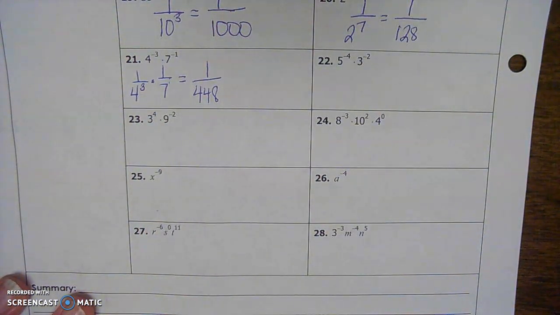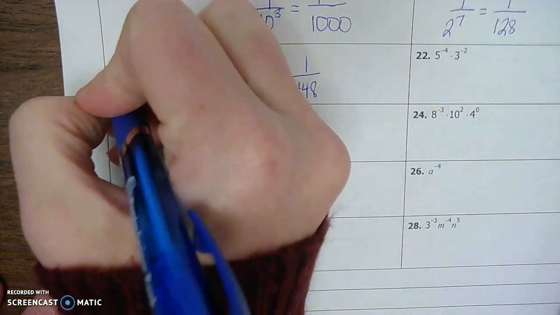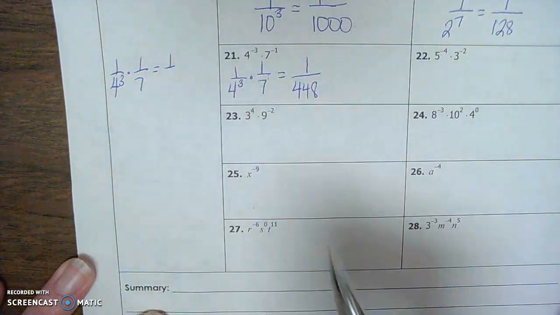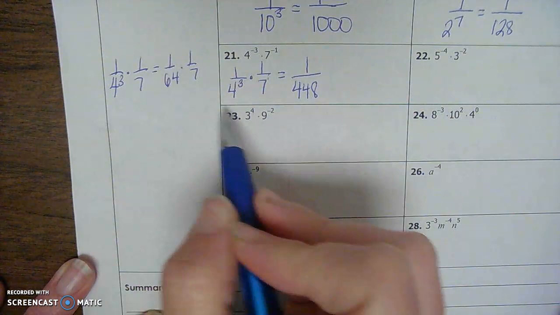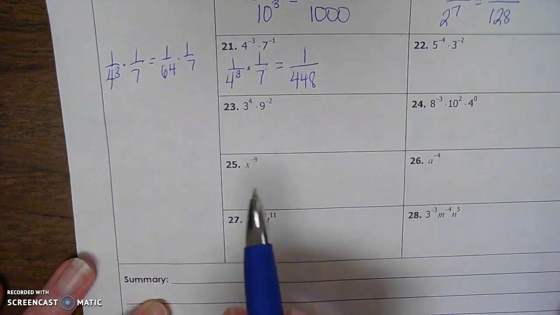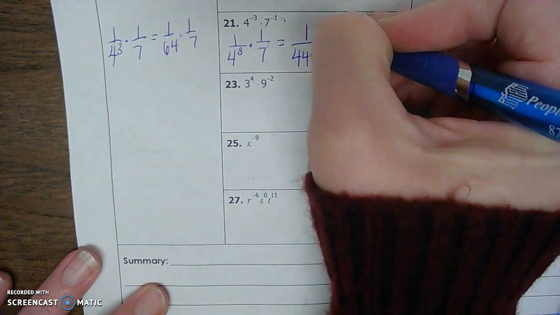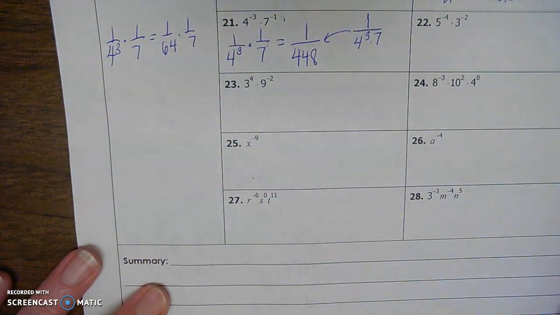So 1 over 448. Again, I'll do it over on this side. If you would like to do it all separately, you would do this: 1 over 4 to the third, which was 64, times 1 over 7. Hopefully you don't need to, but you can. Instead of writing it out separately, since they both go to the bottom, you could just go 1 over 4 to the third times 7, and then change it back to this. So you can actually just make one big fraction to start with.